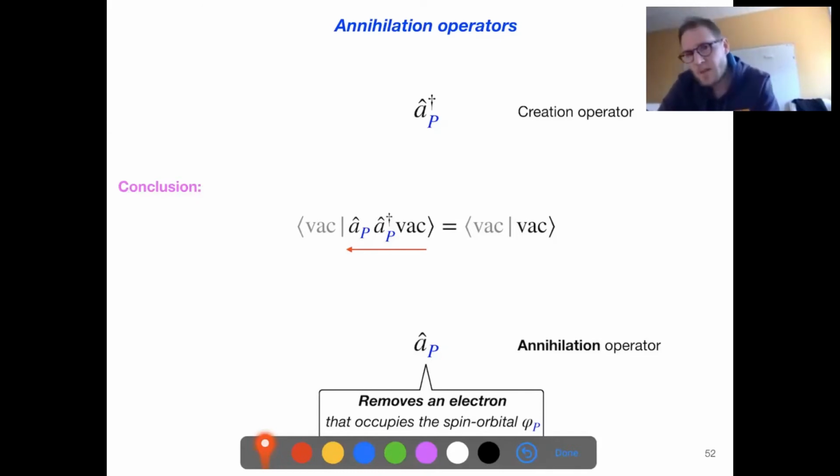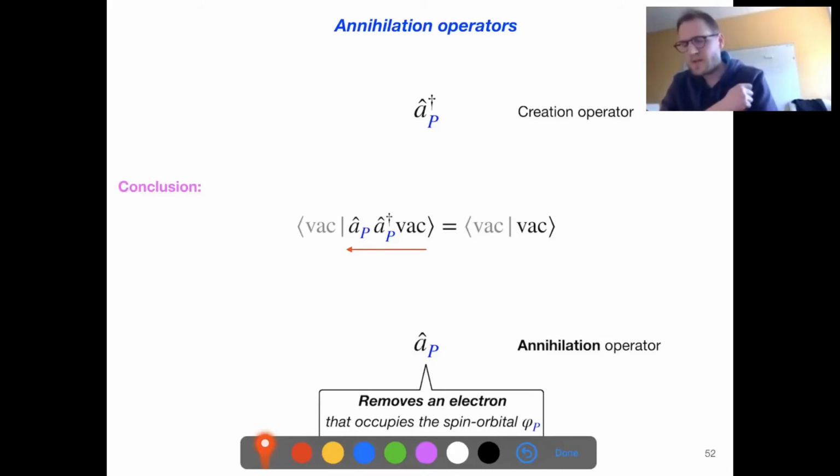So what does it mean? It means that I start from the vacuum, I create an electron, and then I go back to the vacuum. So what did I do? Well, I just removed that electron. And how did this happen? Well, I applied this a_p operator. So what the a_p operator does is it removes. This is why it's called the annihilation operator.